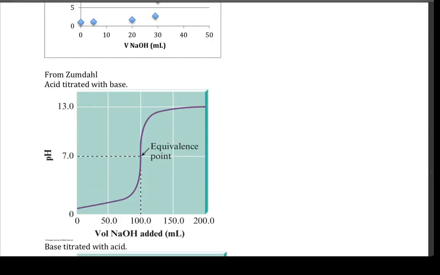Here's the pH curve from your textbook for a strong acid, strong base titration. We see it gradually goes up, shoots up right at the equivalence point to 7, and then gradually continues to go up if we were to continue adding NaOH.